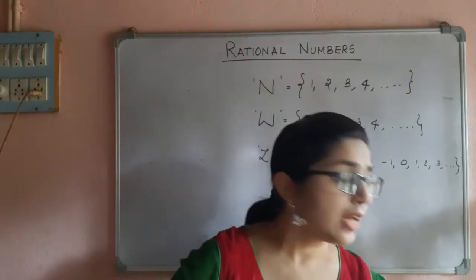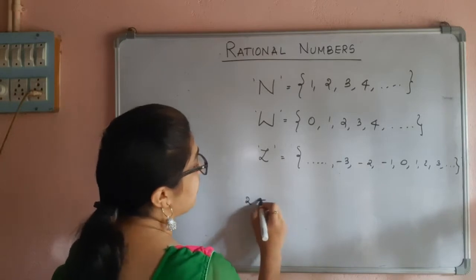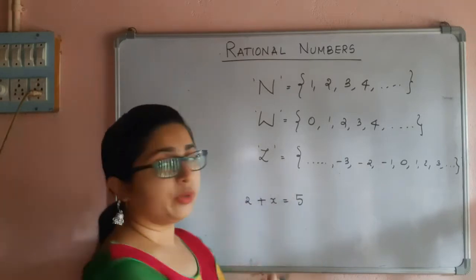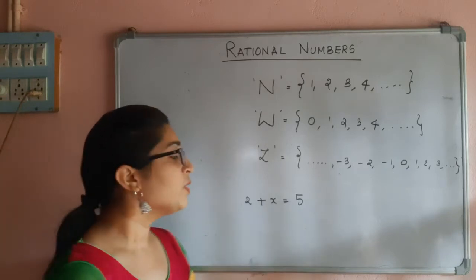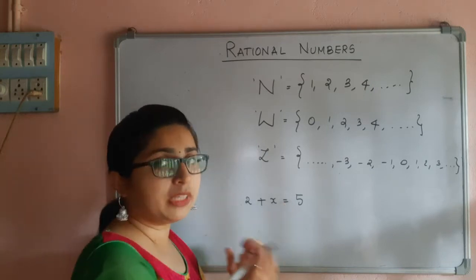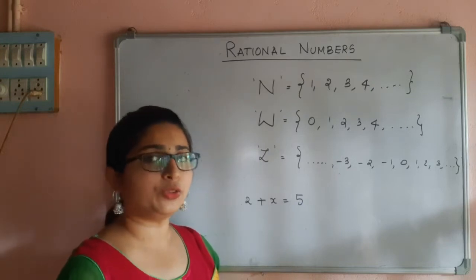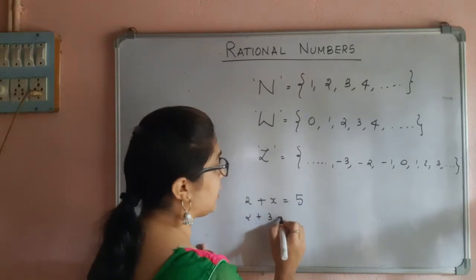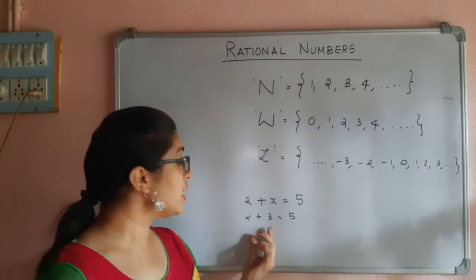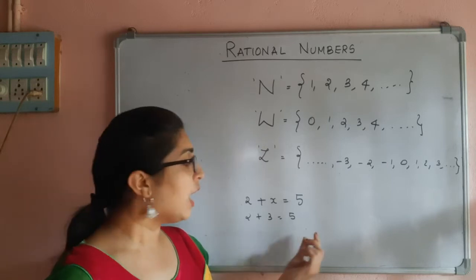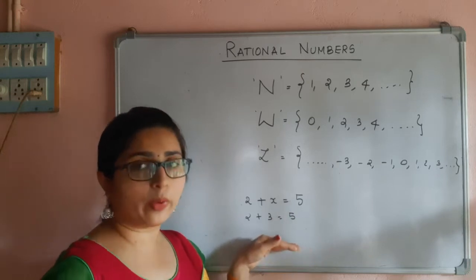In mathematics, you have come across various equations like 2 plus x is equal to 5, and we have to find the value of x. If you add something to 2, you will get 5. So what is that number? Obviously x is equal to 3, right? So 2 plus 3 is equal to 5. So this equation is balanced now. That means on the LHS, you have 2 plus 3, which is nothing but 5, and on the RHS, you have 5. So LHS is equal to RHS. That means this equation is right.